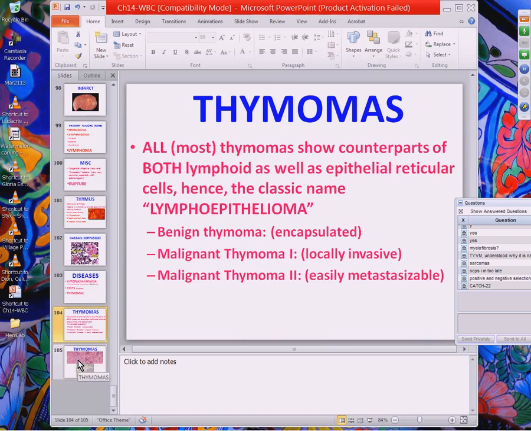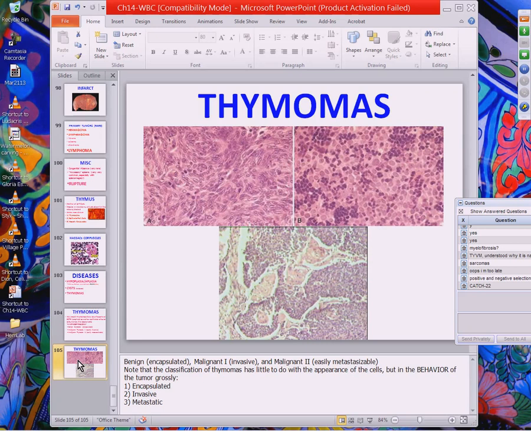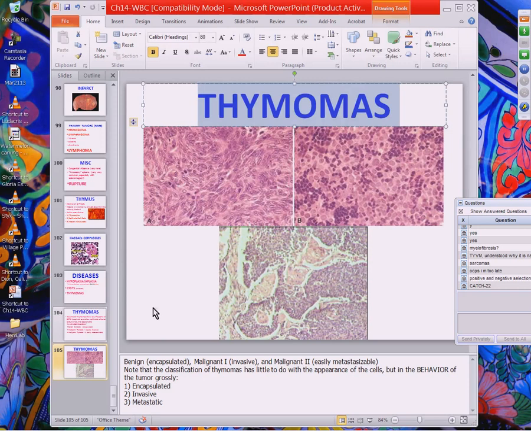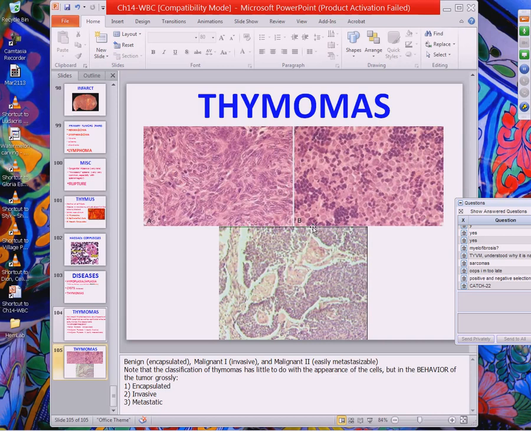Now, I'm going to show you as our final slide a bunch of pictures here. And please do not get spooked by them, because I can tell you without a doubt, I could take off this little lettering at the top, and I could show these three pictures to my smartest pathology friends, and I could say to them, what is this? And probably not any of them would think of thymoma.